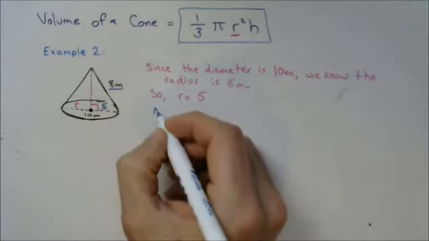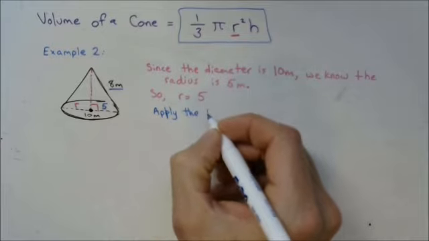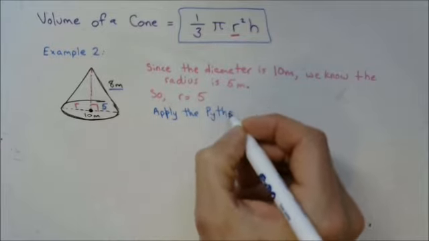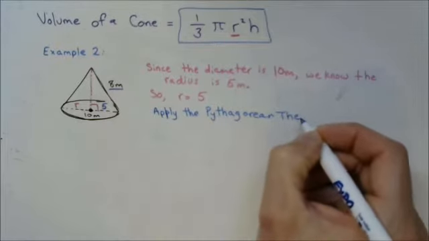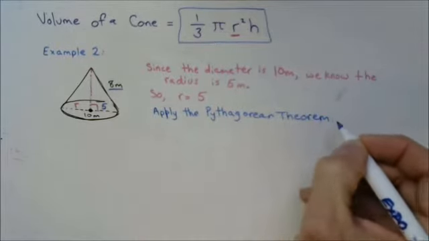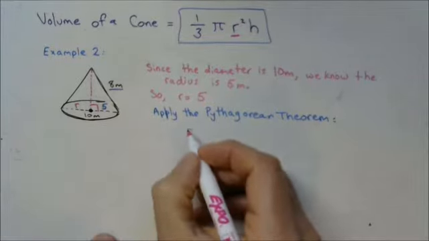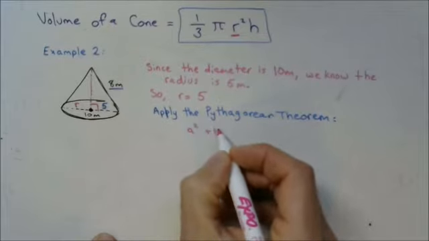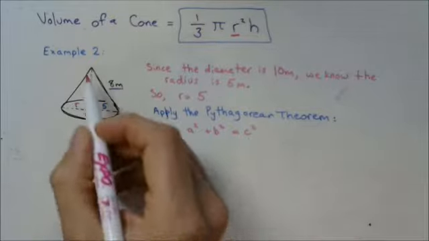We are going to apply the Pythagorean theorem, because really all we did is create a right angle triangle inside our cone. So what do we know? We know it's a squared plus b squared equals c squared, where c is the hypotenuse.